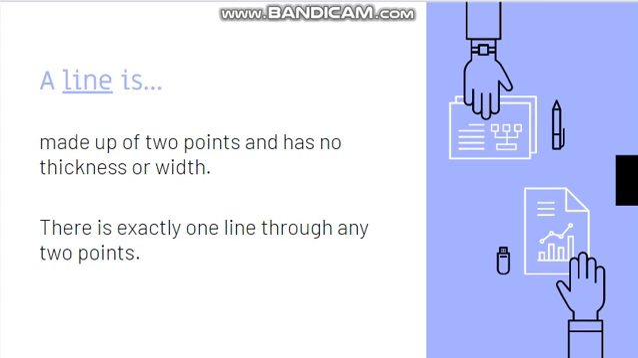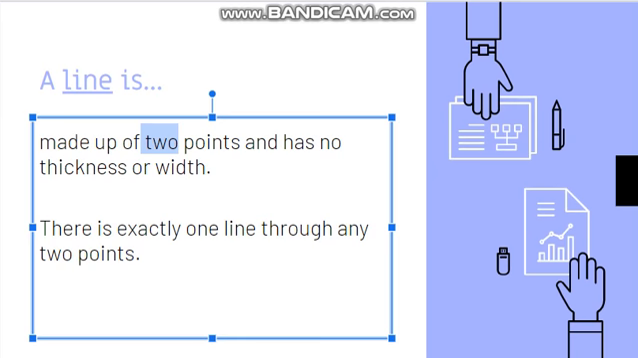So the definition of a line is already right there, so you don't have to copy it down. But a line is made up of at least 2 points, made up of lots of points. It has no thickness or width. Okay, there's only one line through any 2 points.